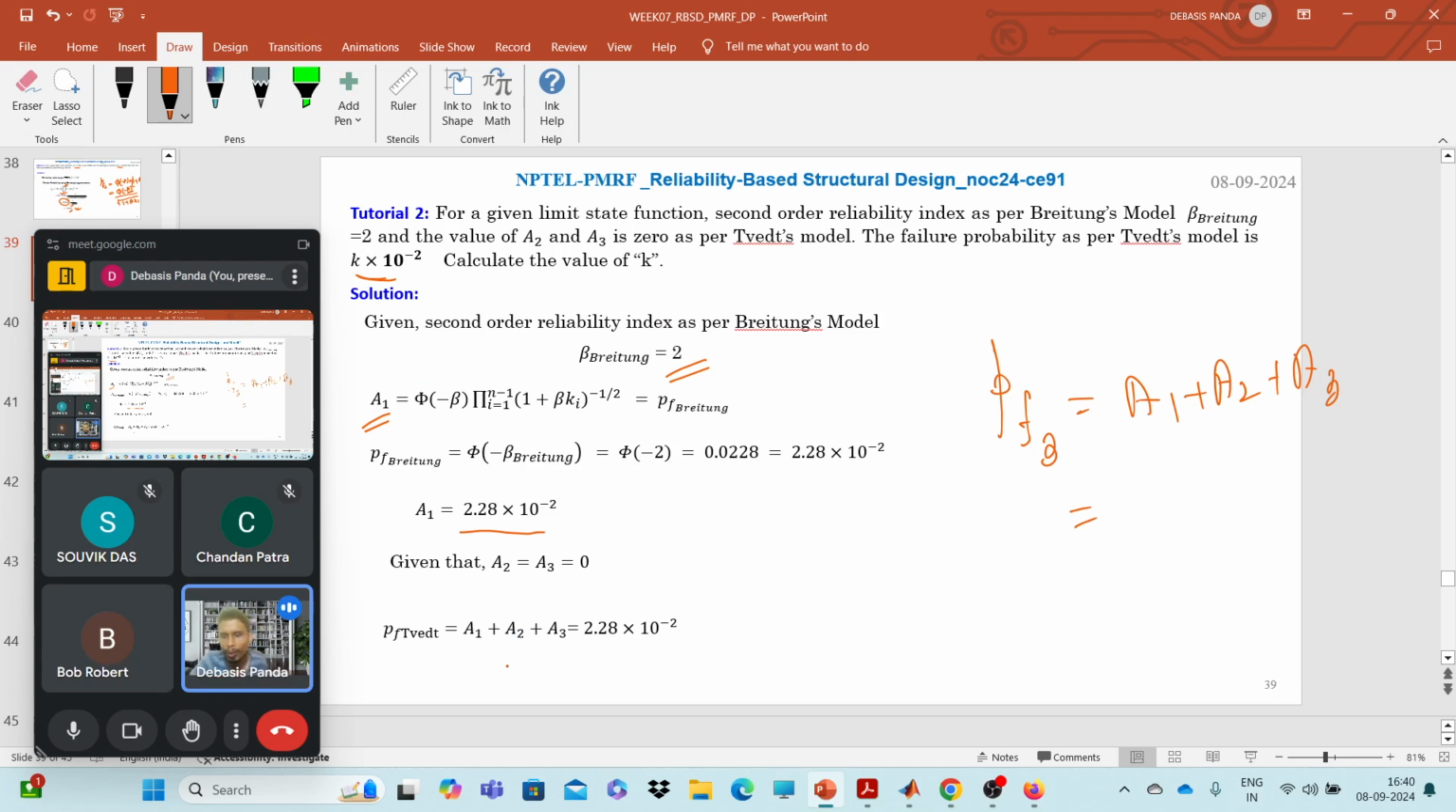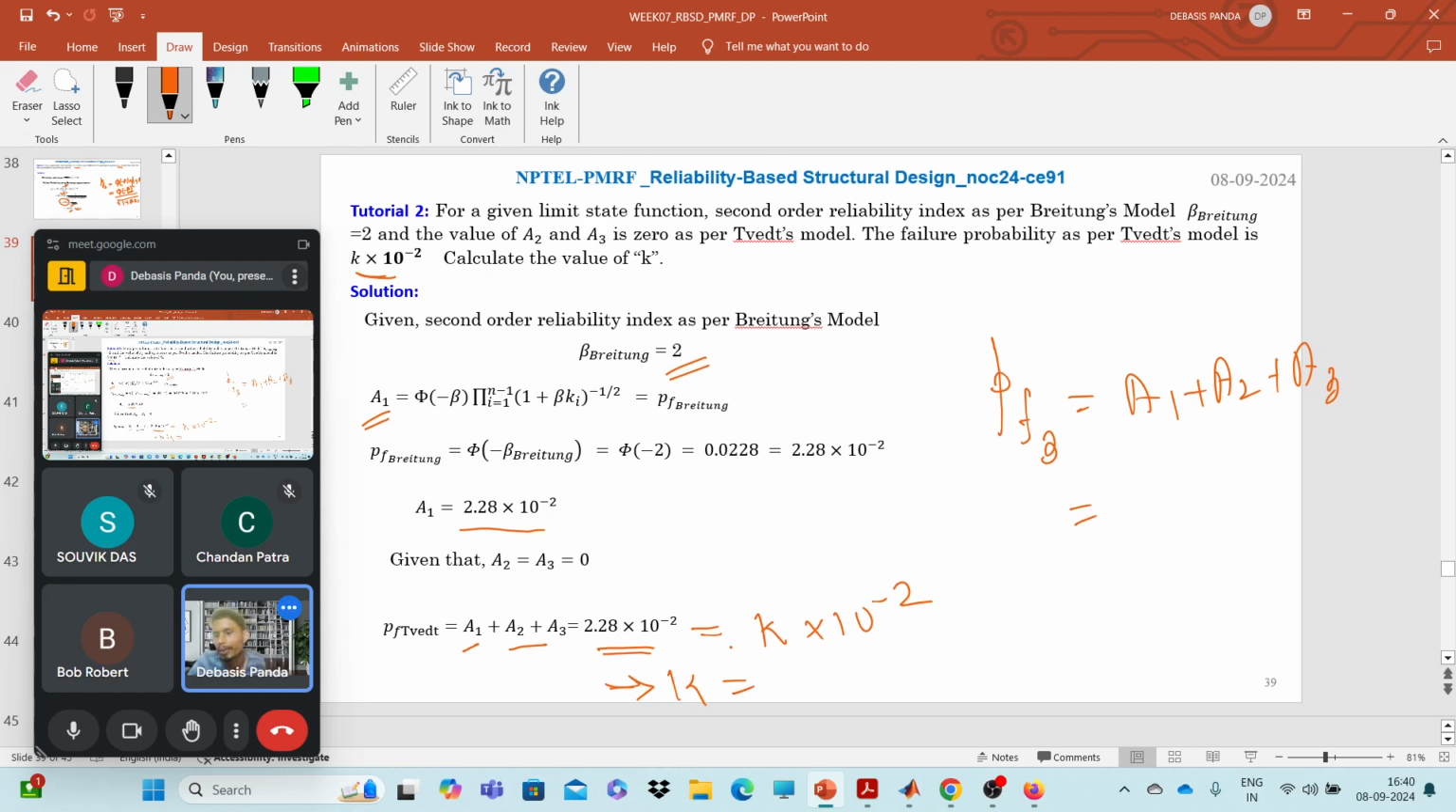Now, once we have A1, A2 and A3 as 0, the total A1, A2, A3 is equal to this. What that says is that the probability of failure is given as k into 10 to the power minus 2. Now solve the equation and get the value of k. That's all. Clear? Yes. Great.